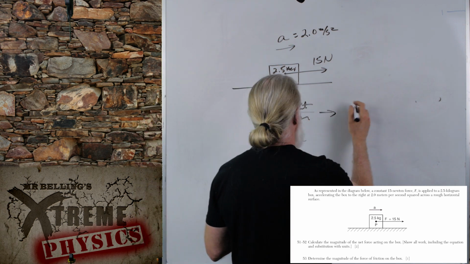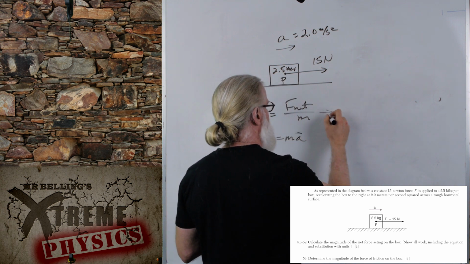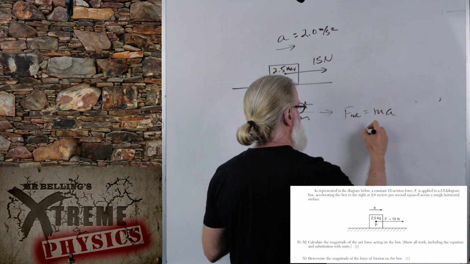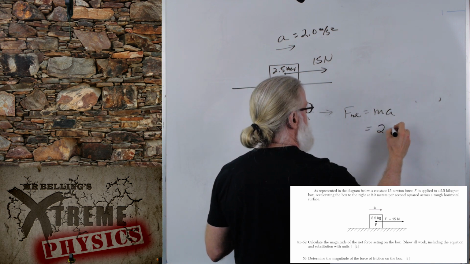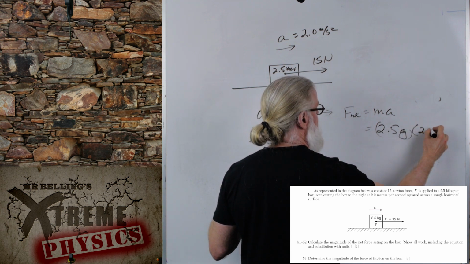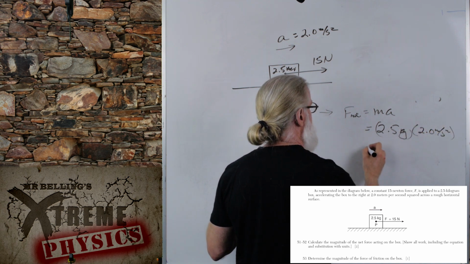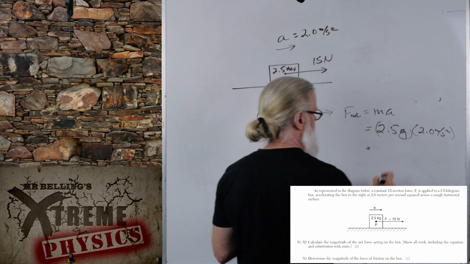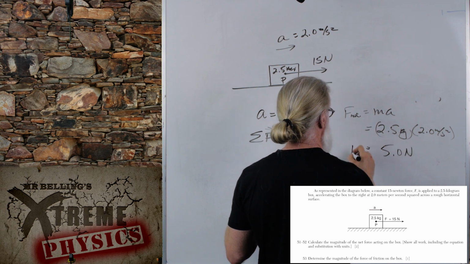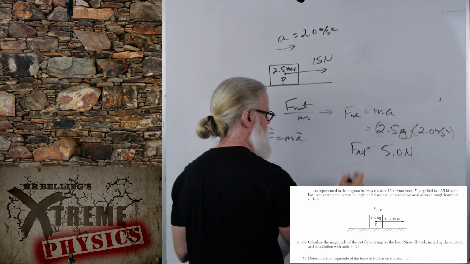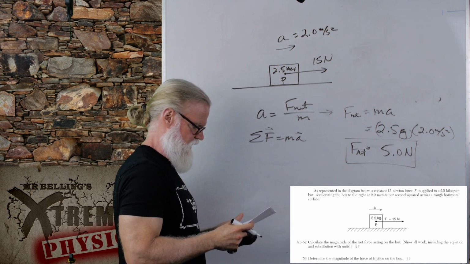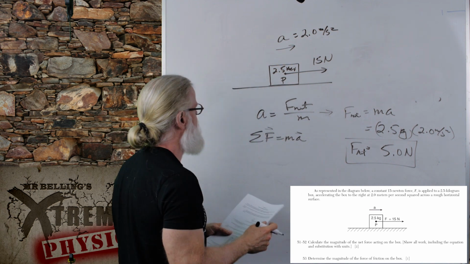But anyways, we want to know the net force. F net equals mass times acceleration. What's the mass? 2.5 kilograms times the acceleration, 2 meters per second squared. That's positive. So F net looks like it's 5 newtons. All right. An object's mass times acceleration is the net force. Determine the frictional force. All right.